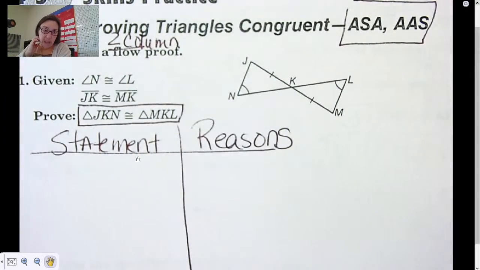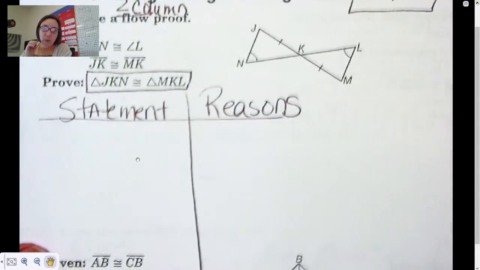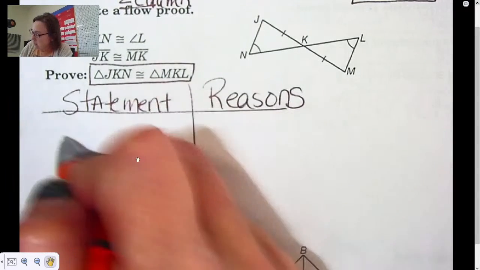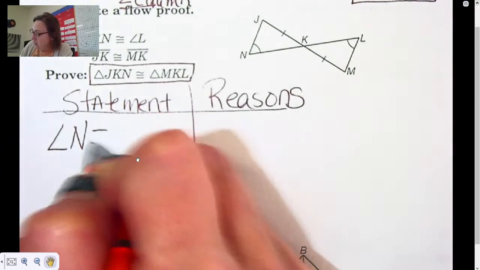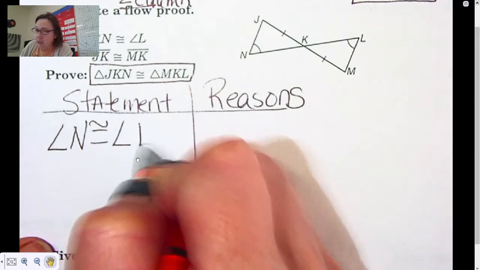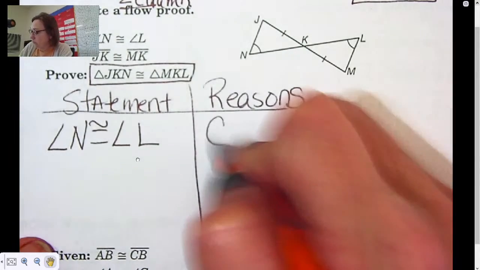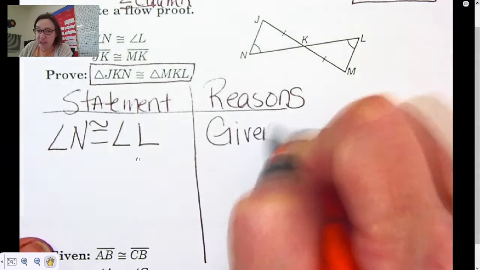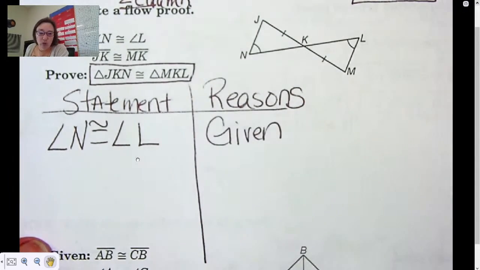All right. Now, we'll always start with what they gave us. So what did they give us here? They said angle N to angle L. So angle N is congruent to angle L. And how do we know? It's given. So our reason is just given. Boy, I made a huge G. That G is ginormous.